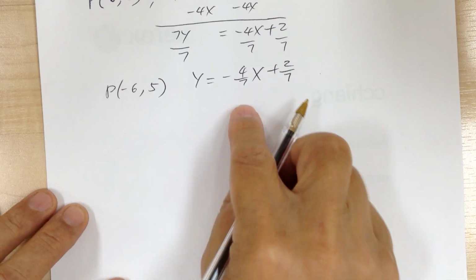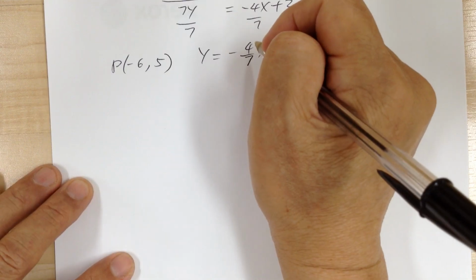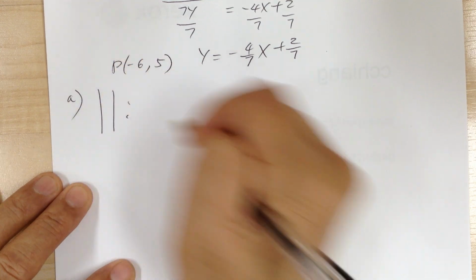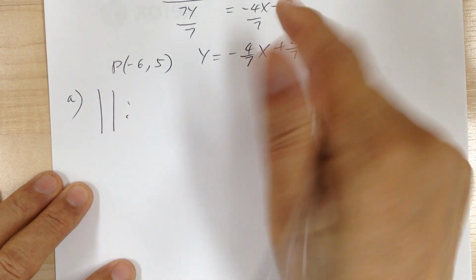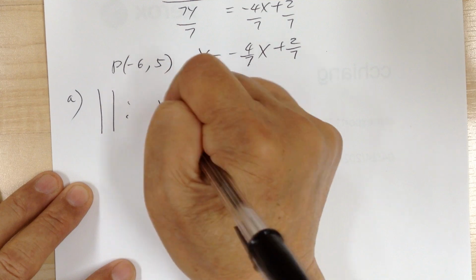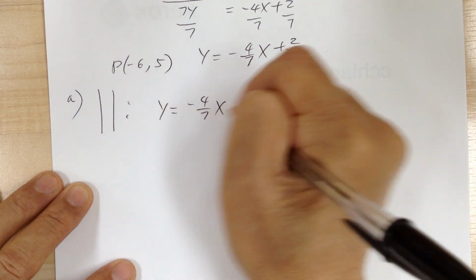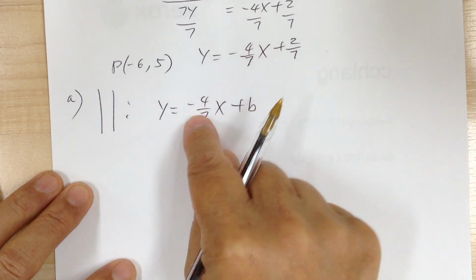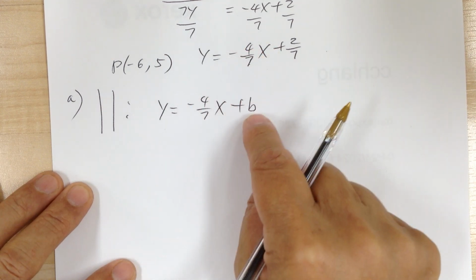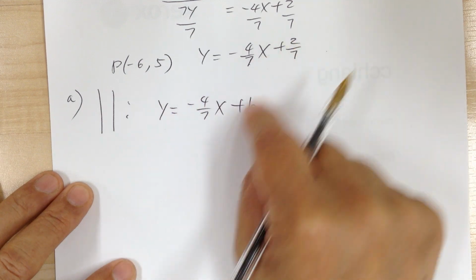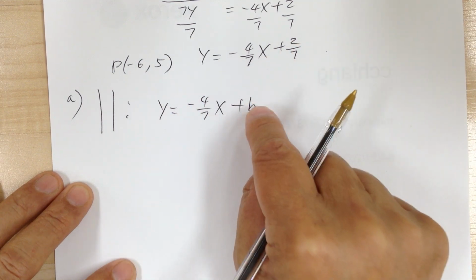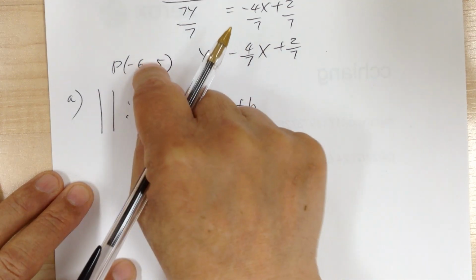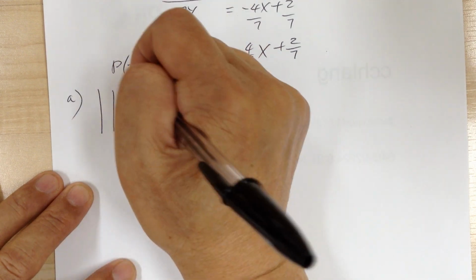Then we're going to use this information. First, you're looking for the parallel line. For a line parallel to that, here's your slope. So right away, you get y = -4/7 x + b, because in order to be parallel to that, you need to have the same slope. But because it's a parallel line, you're not going to have the same intercept, so this number is going to be different. To find this number, since you want this line to go through this point, you have to use this point as your x and the y.